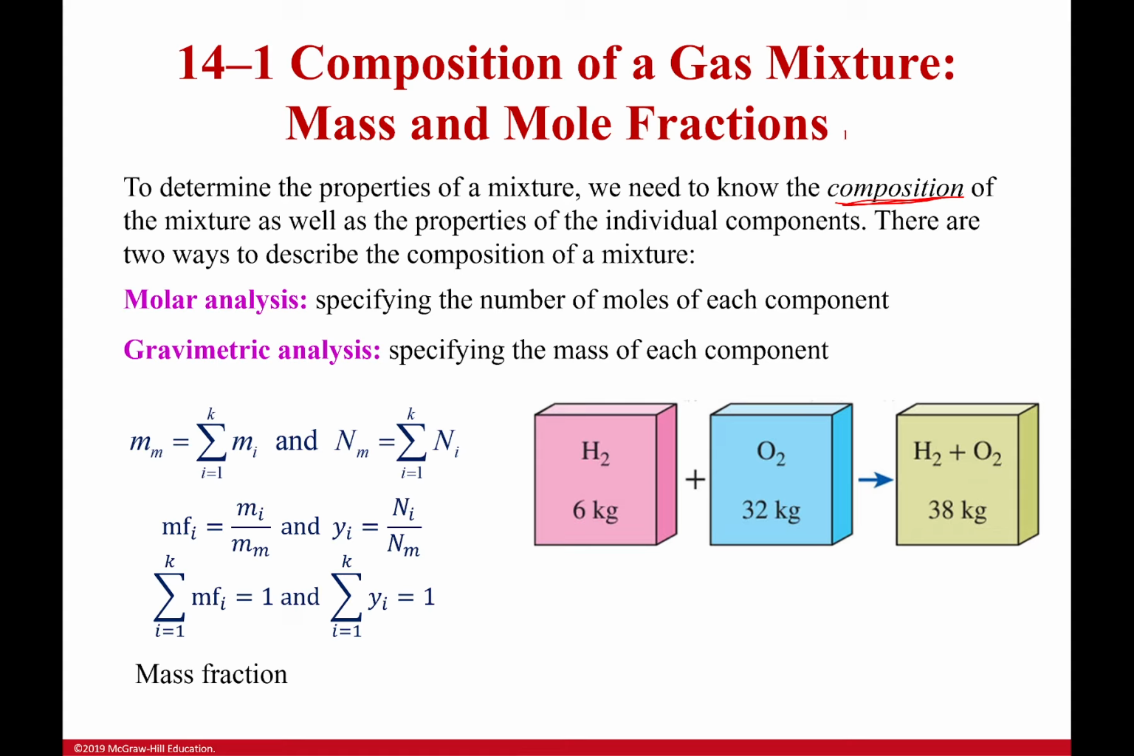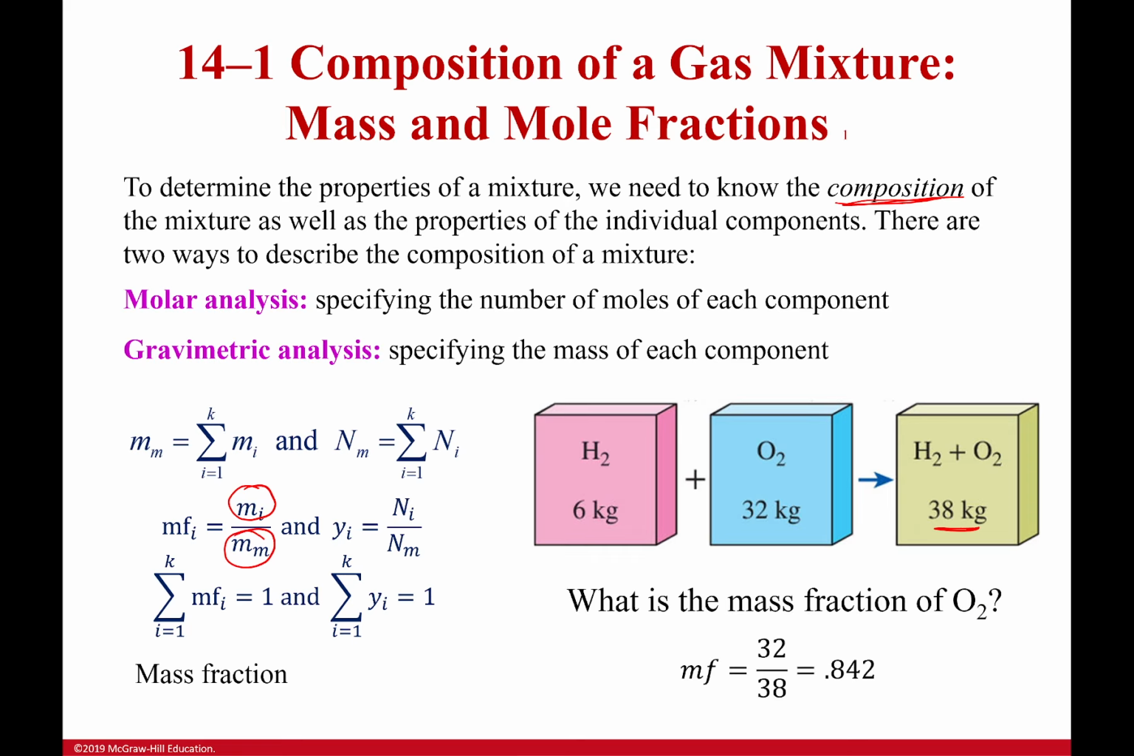Okay, so here's one example. I have hydrogen, I have oxygen, and I'm going to put that together into a mixture. So I take 6 kilograms of hydrogen, 32 kilograms of oxygen, and I put them together, I have 38 kilograms. So my first question is, well, what is the mass fraction for these? Well, we'll start with oxygen. So oxygen, we have 32 kilograms of it. That's this part. And there's a total mass of 38. That's this part. So if I want to figure out the mass fraction for oxygen, it would simply be 32 over 38, or 0.842. So that's about 84% by mass oxygen.